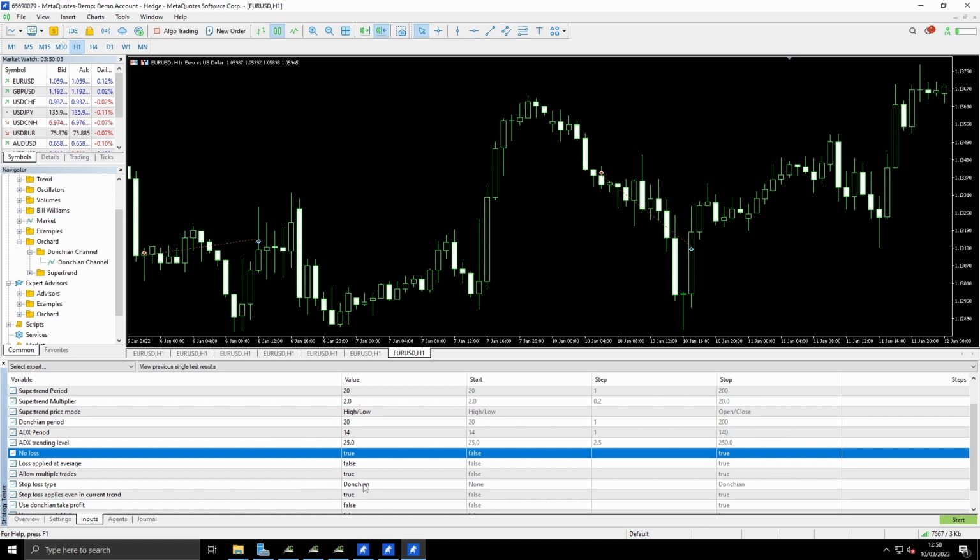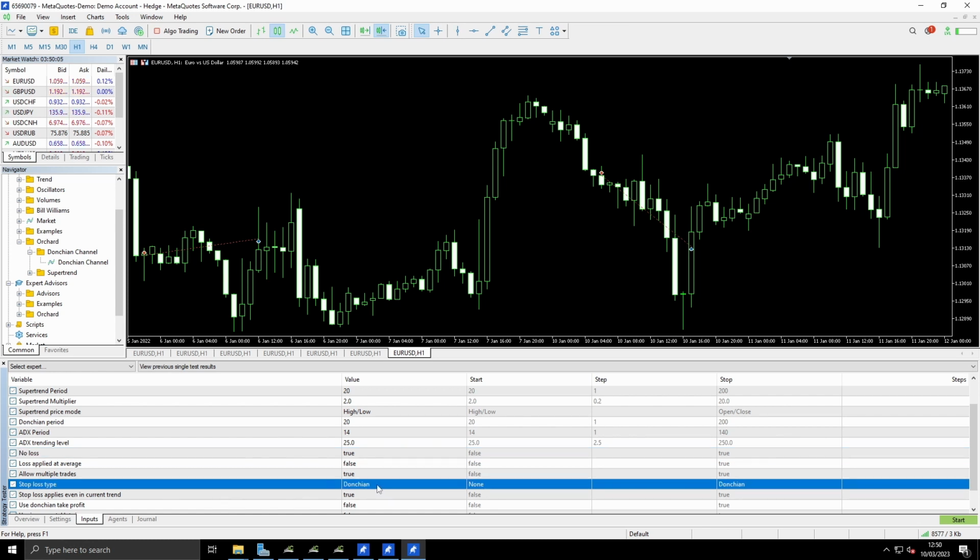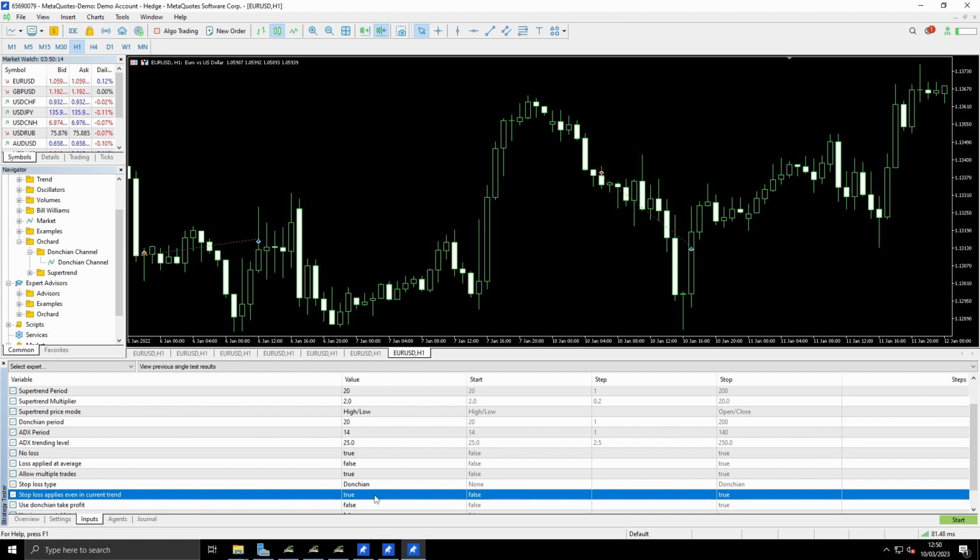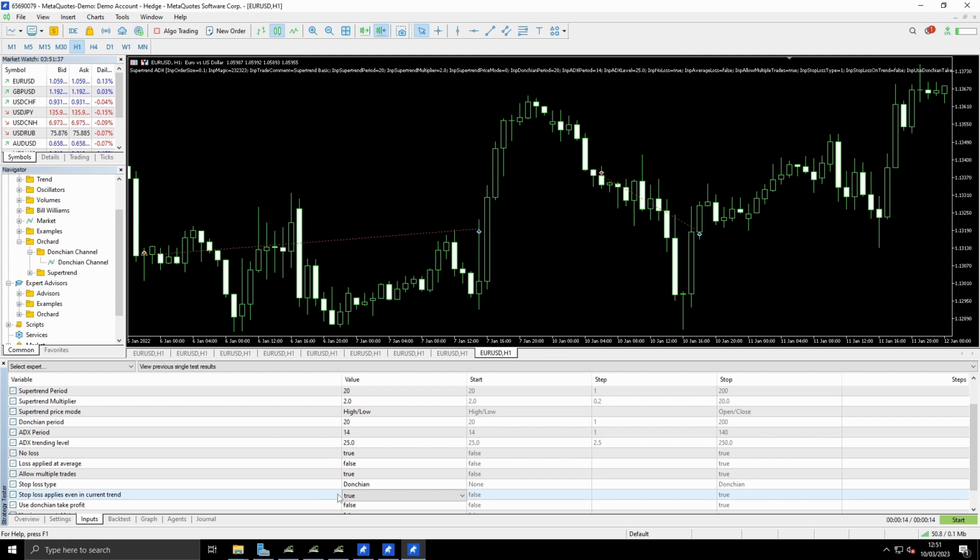But I am setting the stop loss type now to a Donchian, so this will have a stop loss at that Donchian channel. And I've also modified this to have this flag here. I said earlier that the stop loss would be applied even if we were in the current trend. I've now added a flag to say only apply the stop loss if we're outside the trend. So the default and the current setting is true, which means that it will close trades as soon as I hit that stop loss point.